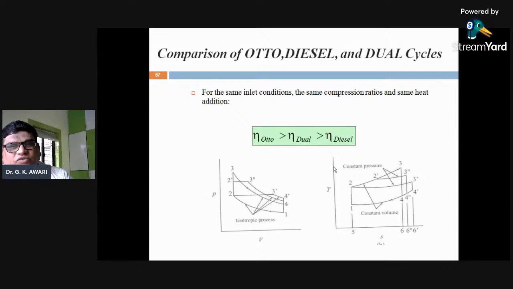Again, here for the same compression ratio, because in the compression ignition engine the compression ratio has to be high, it cannot be kept the same as that of the Otto cycle or the petrol engine. So therefore, with the same compression ratio and the same heat addition, the Otto cycle has a greater efficiency than the dual fuel cycle and the diesel cycle. So look at these processes.